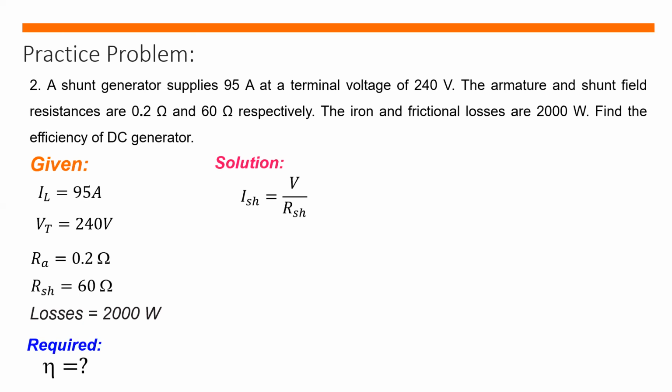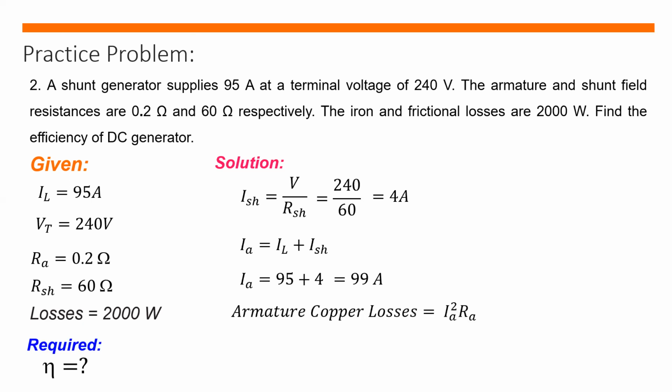So for the solution, let us solve for the shunt current first. That is equals to terminal voltage divided by the shunt field resistance. So that is 240 volts divided by 60 ohms, and we will get 4 amperes. So since we already know the shunt current, we can now solve for the armature current, which is equals to load current plus shunt current. So that is 95 plus 4, that is equals to 99 amperes.